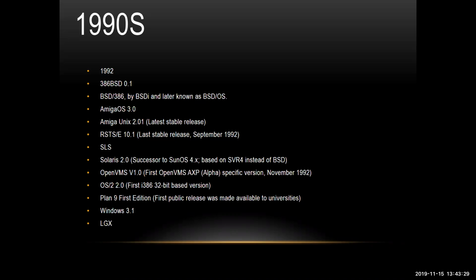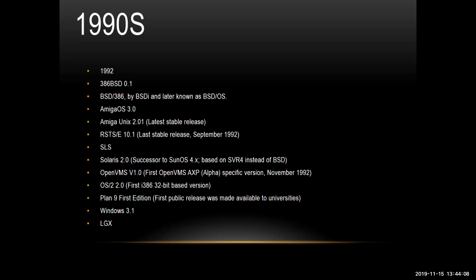And then during 1992, we had the 386BSD, the BSD/386, AmigaOS 3.0, Amiga Unix 2.01, RSTS/E 10.1. We also had the SLS, also called Soft Landing Linux System. And then we also had Solaris 2.0. It is the successor to SunOS 4.0. And then we had the OpenVMS.